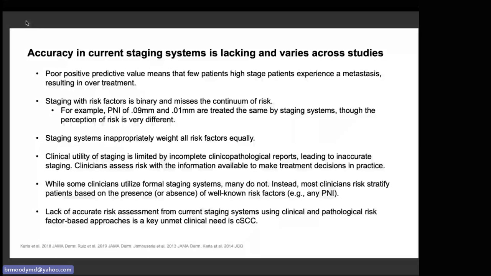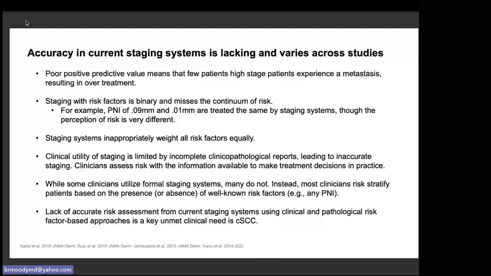And part of the problem with the predictive value of the staging systems is just the way they're built. And I'm not faulting the people who did it. They're friends of mine, but they just can only do so much. And one of the problems is the risk factors they use are binary.